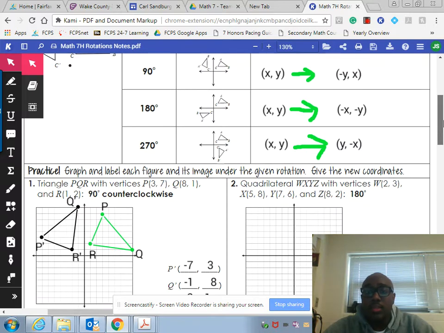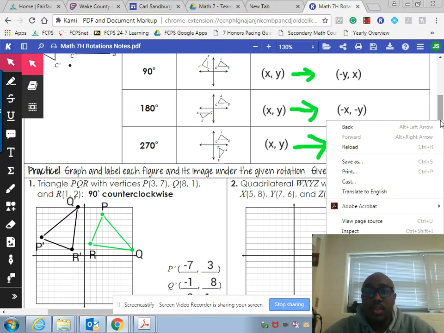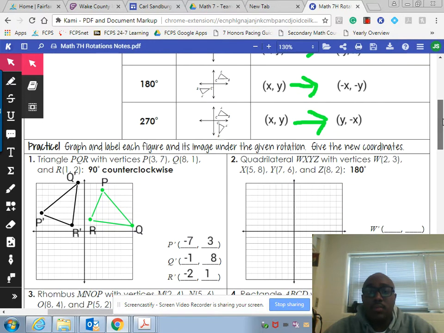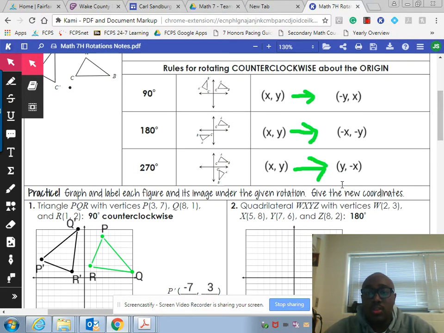Next, if we have a 180-degree rotation, all we do is negate the X and the Y. We make both of them negative. And next we have a 270-degree rotation. When we have a 270-degree counterclockwise rotation, all we do is change the position of X and Y, but instead of negating the Y, we negate the X.